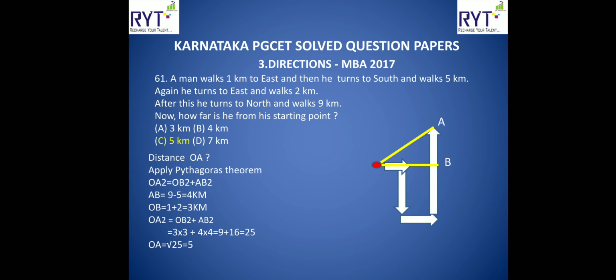So here we need to find out OA. To find out OA, we have to find out the distance of OB and AB. AB is nothing but this total distance 9 kilometers minus 5, so AB is 4 kilometers. OB is 1 kilometer plus 2, 3 kilometers. Now OA square is equal to OB square, that is 3 into 3, 9, plus AB square, 4 into 4, 16. 9 plus 16, 25. So OA square is equal to 25, OA is equal to square root of 25, that is 5 kilometers. Hence option C is the correct answer.